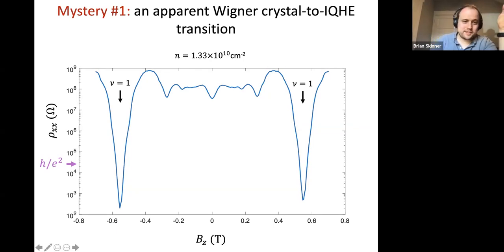But the funny thing about this picture is that it's a picture that's really meant for a metal. And metals live way down here at resistance smaller than h over e squared. I'm talking about resistances that are 4 or 5 orders of magnitude bigger than that, 10 to the 8, 10 to the 9 ohms way up here. And somehow this state, this insulating state that we think is a Wigner crystal, is forming dissipationless edge states as in quantum Hall. And that's kind of a mystery.